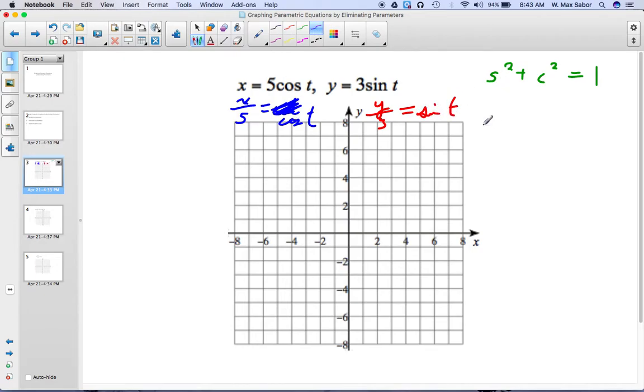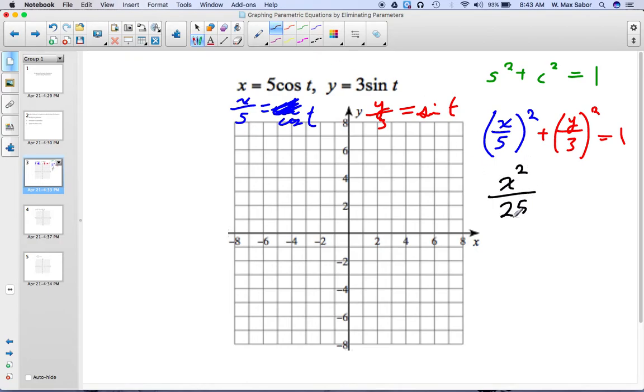Now substitute those in, so we have x over 5 squared plus y over 3 squared. I put them in the opposite order, but it doesn't matter since by the commutative property we can switch the order of these. And now we get x squared over 25 plus y squared over 9 equals 1. And we know what that is. That's an ellipse centered at 0, 0.